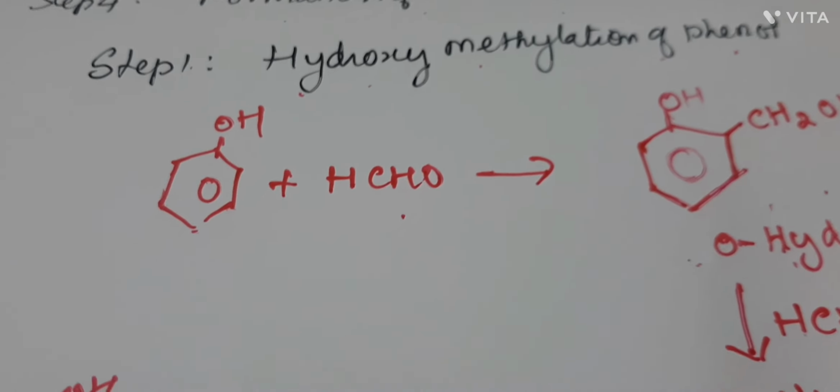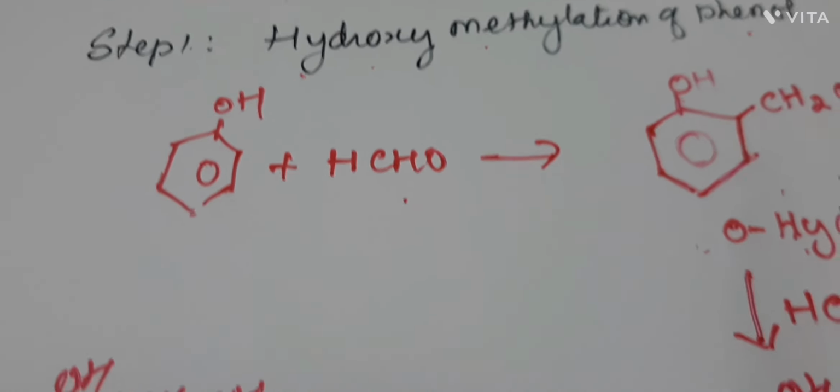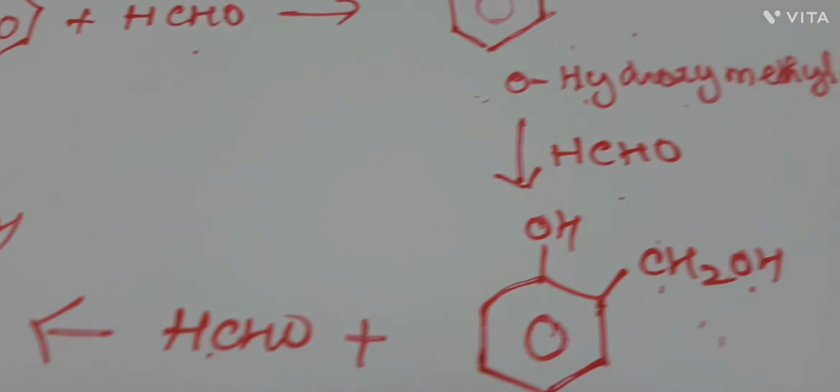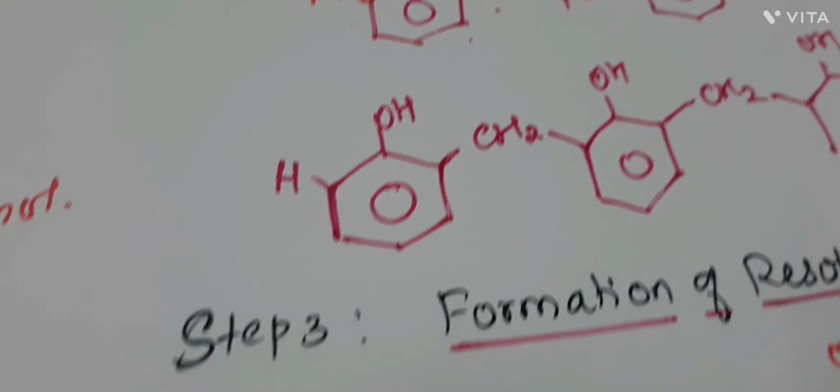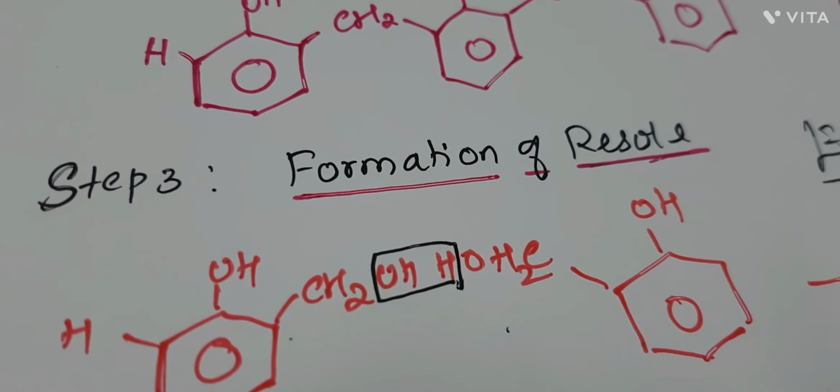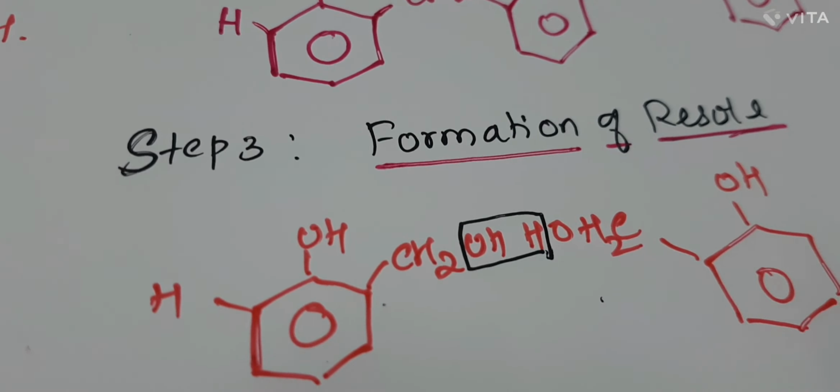So when phenol is in excess and when we do the reaction in acidic medium, we get novolac. When formaldehyde is in excess and when we do the reaction in alkaline medium, we get resol. Okay, so step 1, hydroxymethylation of the phenol, step 2 is the formation of the novolac, and step 3 is the formation of the resol.